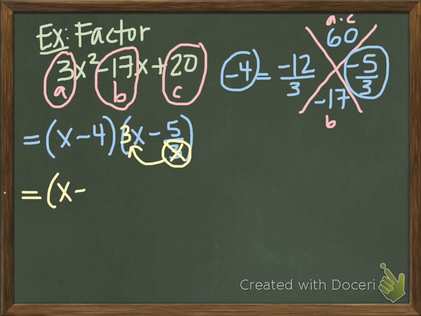Let's go ahead and rewrite this. I still have the x minus 4 as one factor. My other factor is 3x minus 5. So this is what I think my answer is, factored. Last step is to check. Let's go ahead and check.